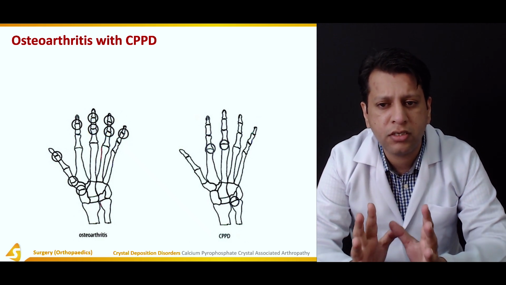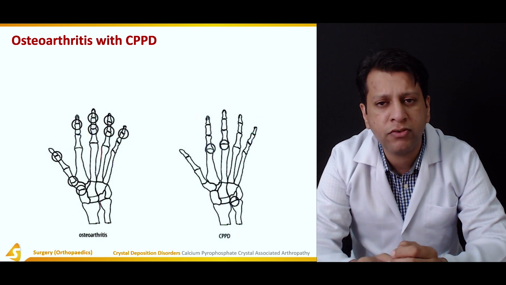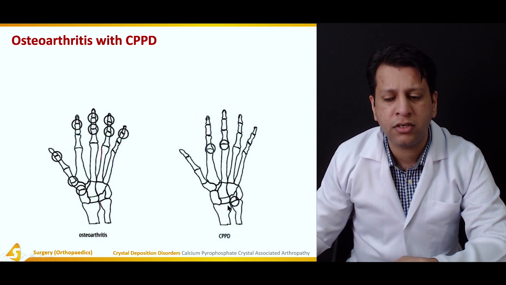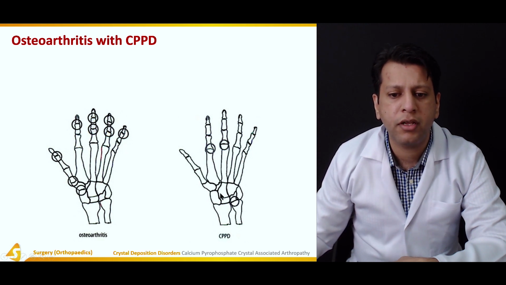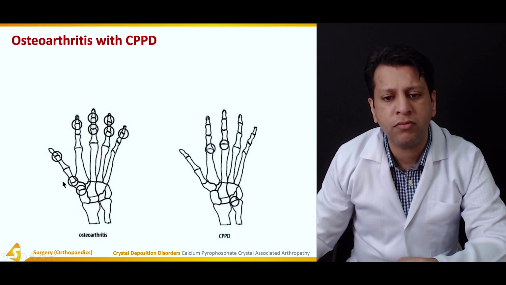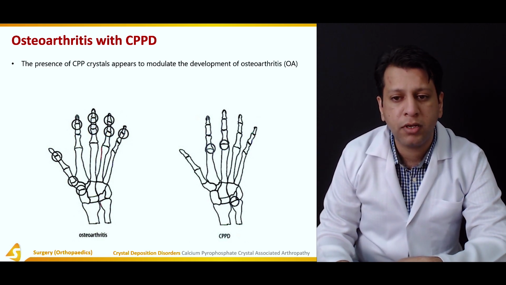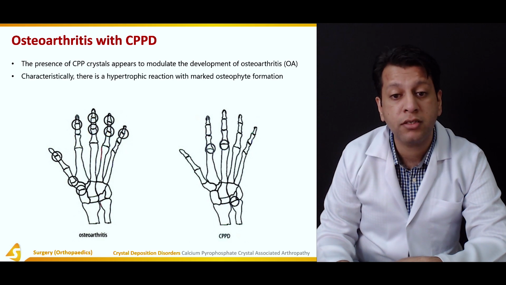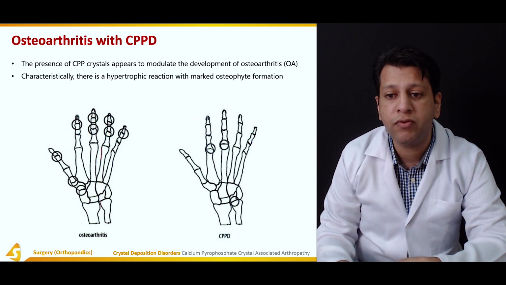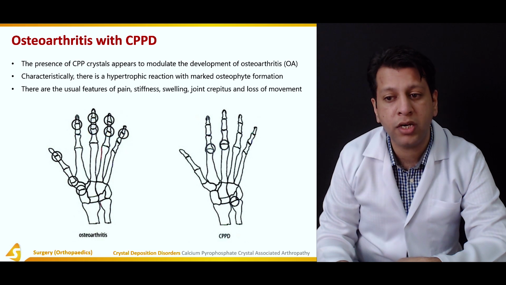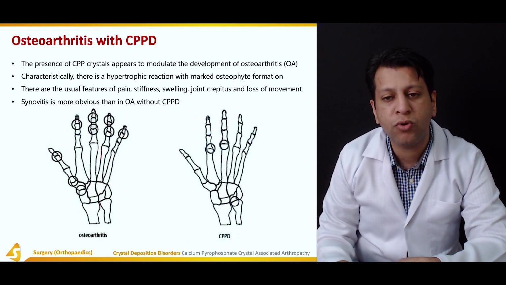But usually calcium pyrophosphate mainly involves the metacarpophalangeal joints, and the radiocapitular or ulnocapitular joints, where the TFCC complex is. But in osteoarthritis, mostly the joints involved are interphalangeal joints, especially the distal interphalangeal joints. The presence of CPP crystals appears to moderate the development of osteoarthritis. Characteristically, there is a hypertrophic reaction with marked osteophyte formation. These are the usual features of pain, stiffness, swelling, joint crepitus, and loss of movement. Synovitis is more obvious than in osteoarthritis without CPPD.